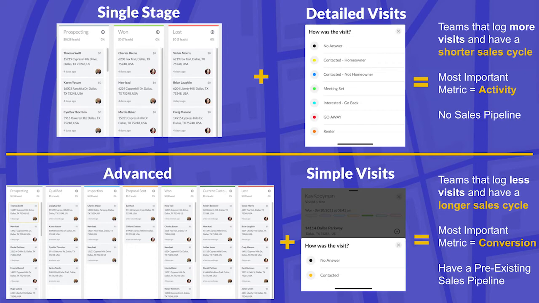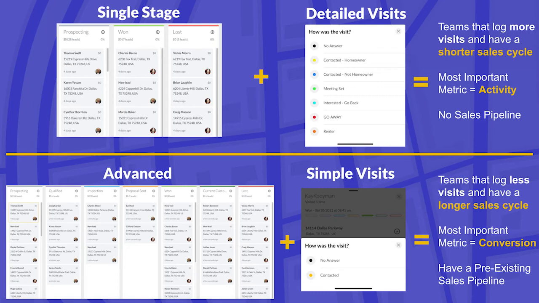The advanced sales pipeline is going to be more so designed for teams that have longer sales cycles but log less or less detailed visits in the field. These companies will have their most important metric being conversion, and they also have a pre-existing sales pipeline in place, meaning that before they even signed up with SPOTIO, they already had these different stages that they want to see and track their different leads through.